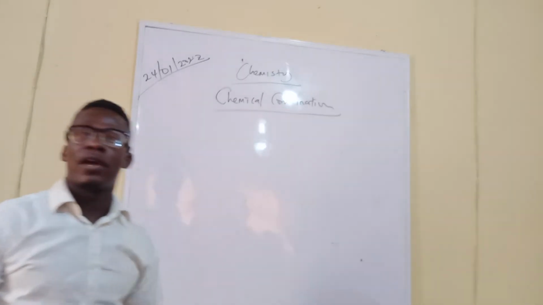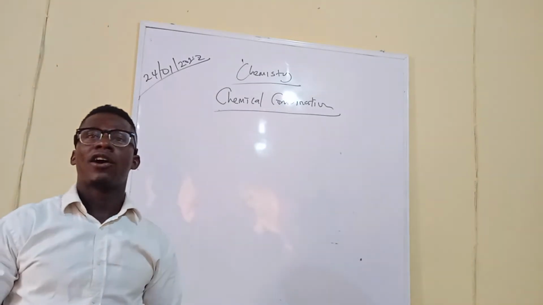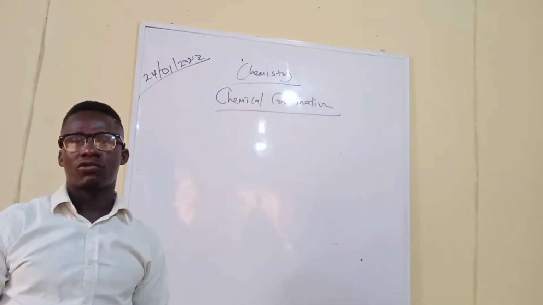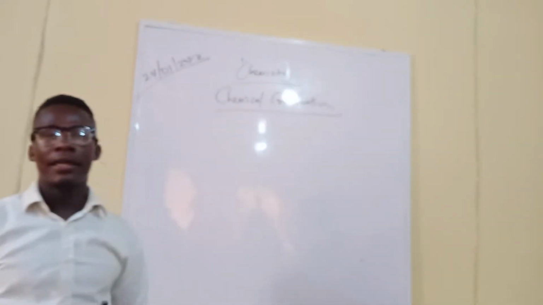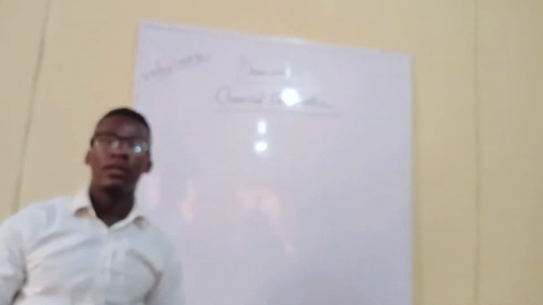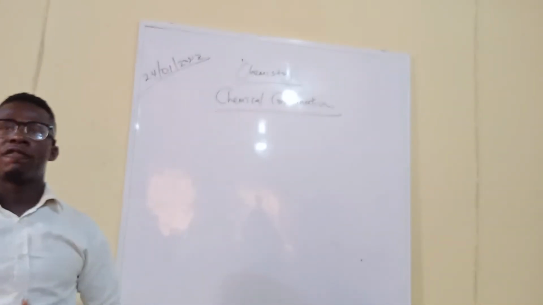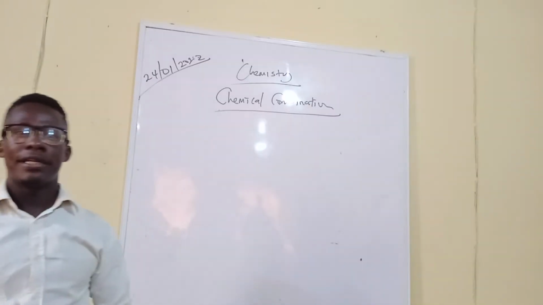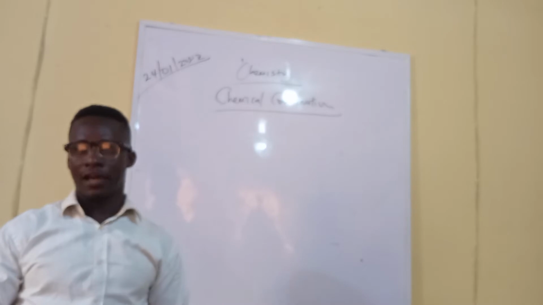In today's class, we are going to be looking at chemical combination. One of the objectives of our class today are: one, to define chemical combination and bonding; to state the different types of bonds that we have, state their properties, and how they affect various chemical reactions.